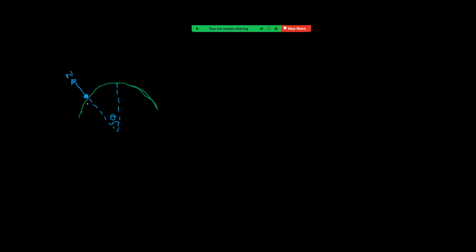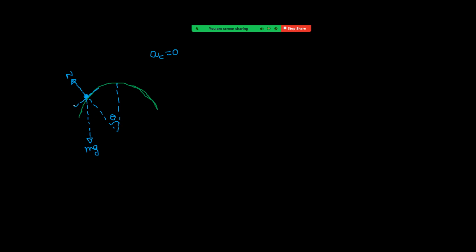Next, mg, it is always vertically downwards. So only two forces are acting, right? Normal reaction and mg. And you may have a frictional force which is along the tangent. But here the condition is given that there is no tangential acceleration. No tangential acceleration means the net force along the tangent is zero, right?